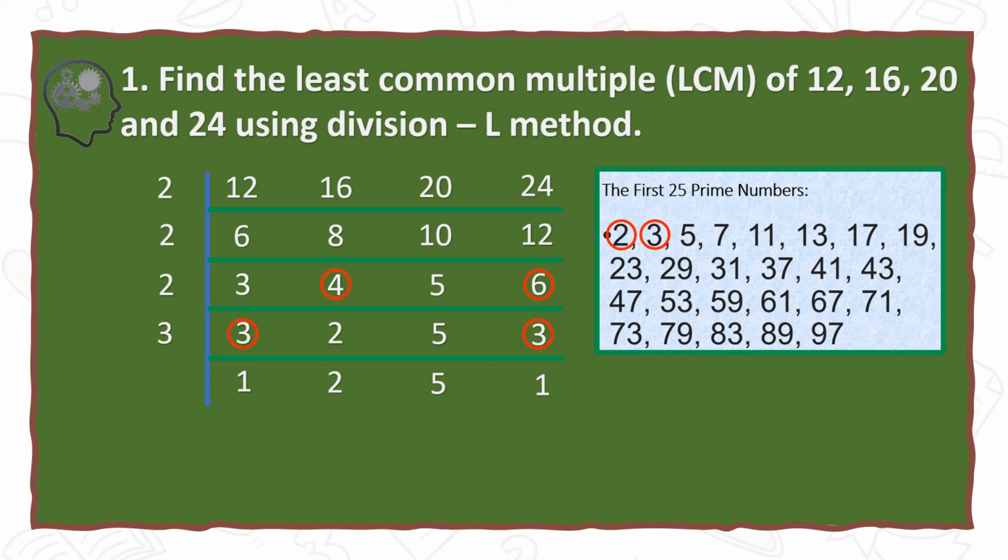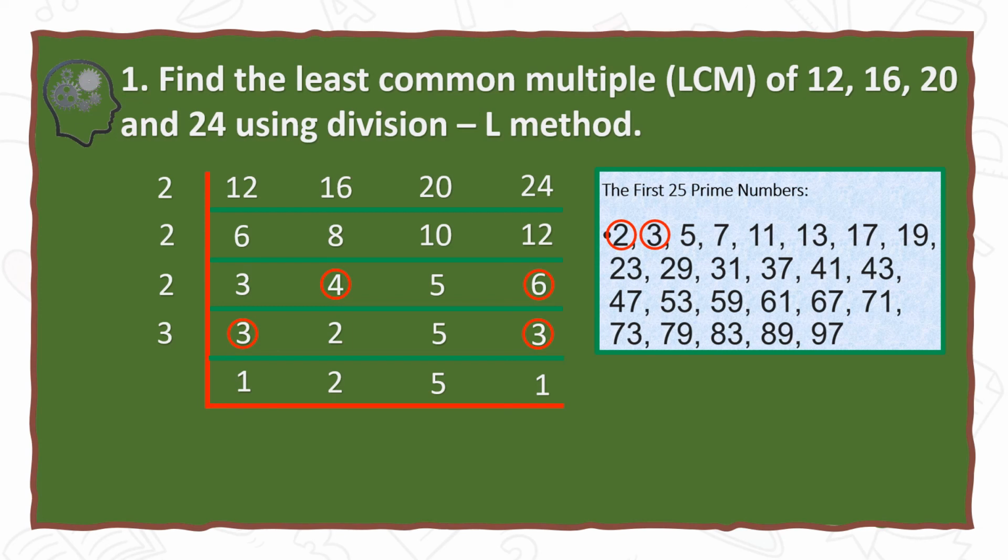Are all of them divisible by any prime number? 1 and 2, 1 and 5. No more. They are only divisible by 1. But 1 is not a prime number. In this case, we have to stop dividing.